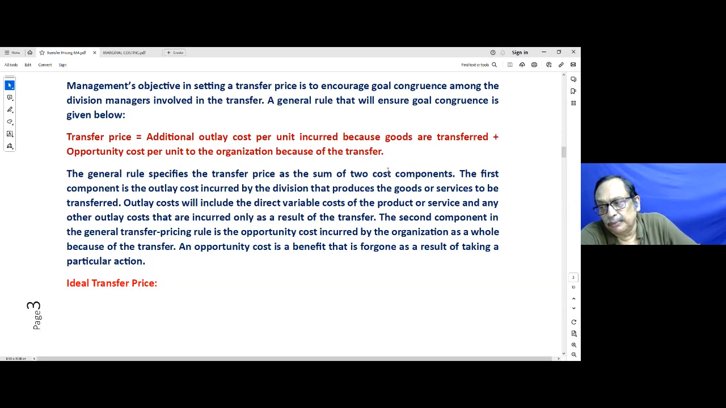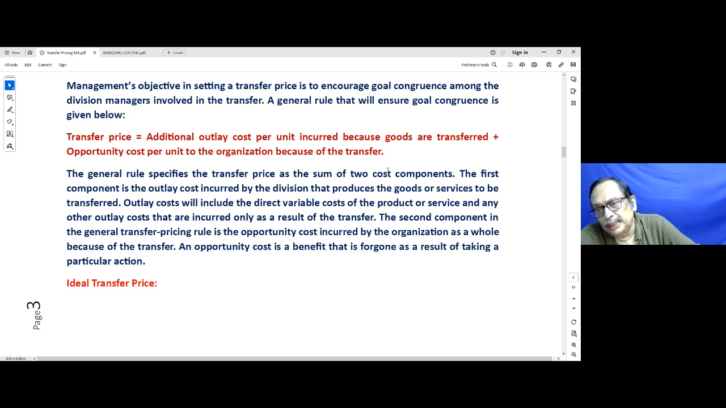So let me repeat once more. The general rule specifies the transfer price as the sum of two cost components. The first component is the outlay cost incurred by the division that produces the goods or services to be transferred. Outlay cost will include the direct variable cost of the product or service and any other outlay costs that are incurred only as a result of the transfer. The second component in the general transfer pricing rule is the opportunity cost incurred by the organization as a whole because of the transfer. What is opportunity cost?